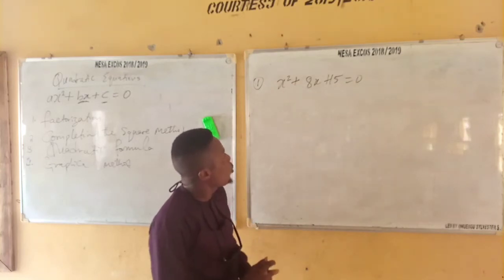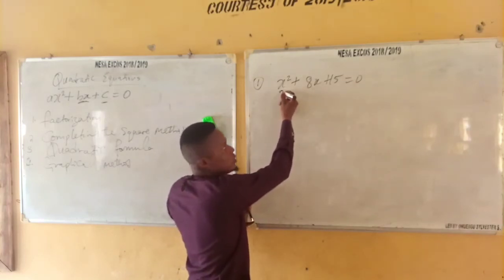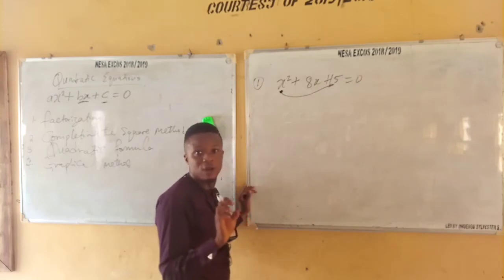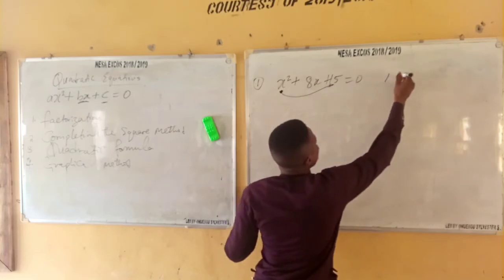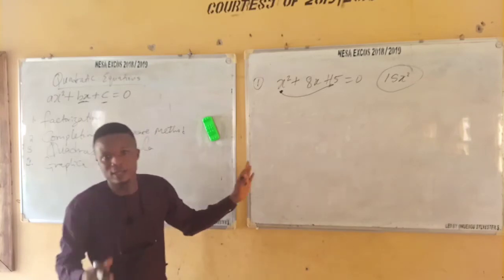And to solve any quadratic equation, take this term here, which is x squared, and use it to multiply the constant. Our constant is 15, right? Yes. So use this x squared to multiply 15. You have 15x squared. You can have this in your mind, you may not write it down.